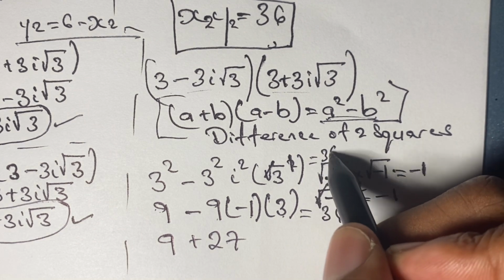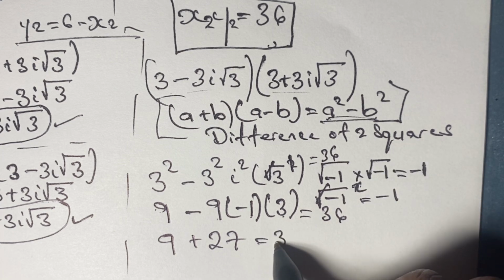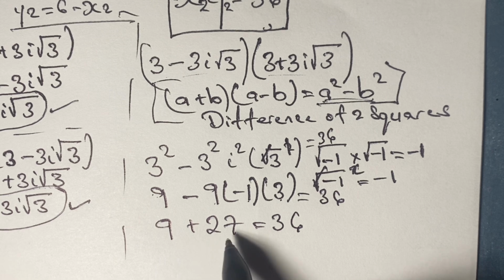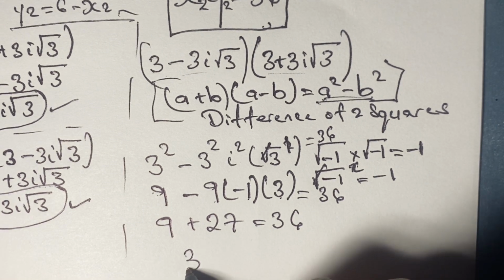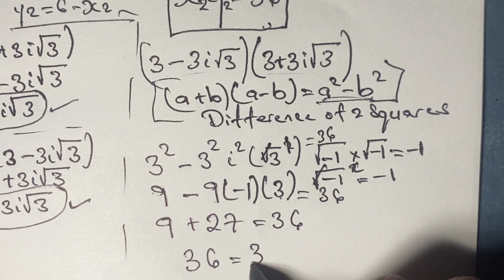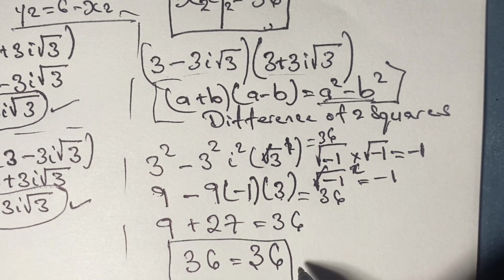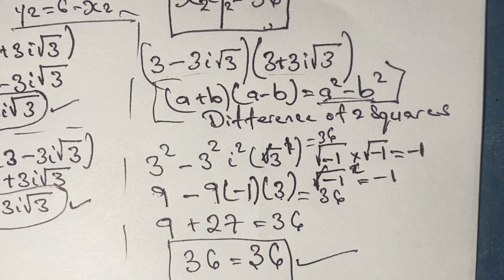x times y must give us 36. So let's put that here. And in verifying our solution sets, we must check if that is true. So we have 9 plus 27, and that is equal to 36. So there we have it. Our solution sets are checked and they are verified and correct.